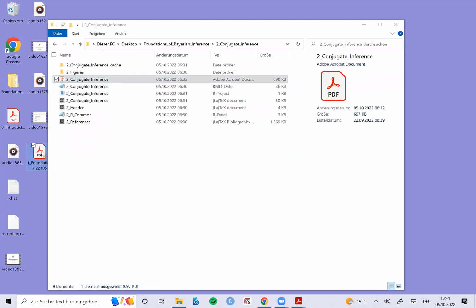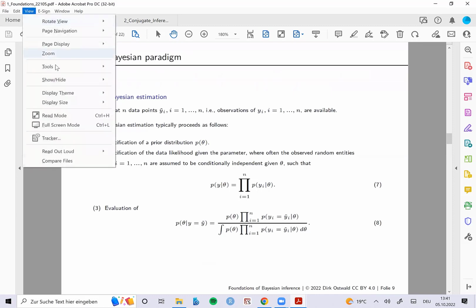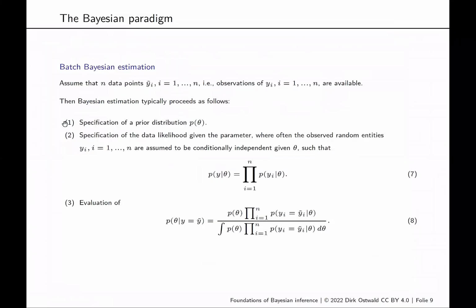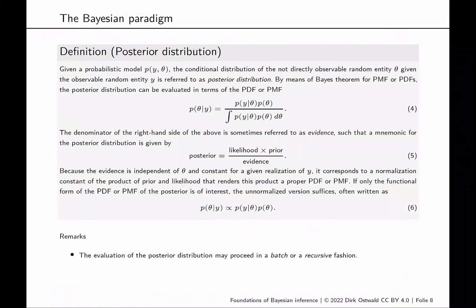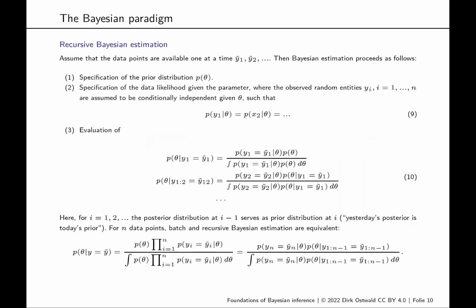Let's discuss the next bit. Maybe before the break, I briefly discuss two things about Bayesian estimation, because this also came up here. You can basically do Bayesian estimation and Bayesian inference always in two modes. One being batch mode and one being recursive mode.